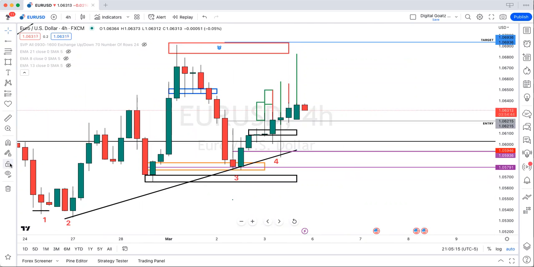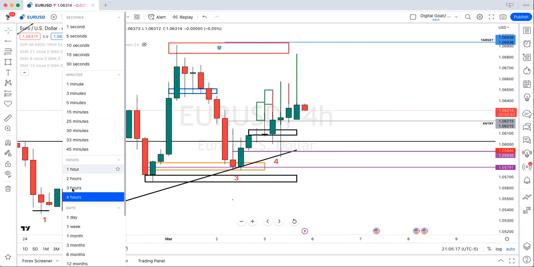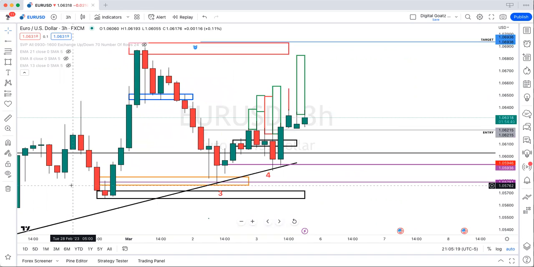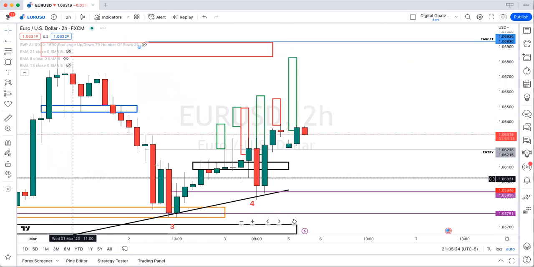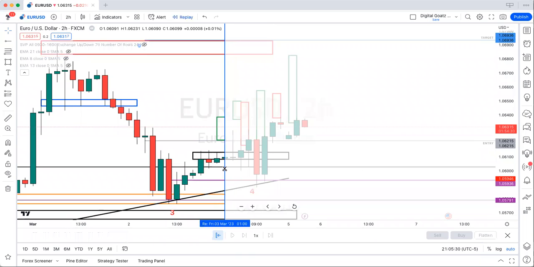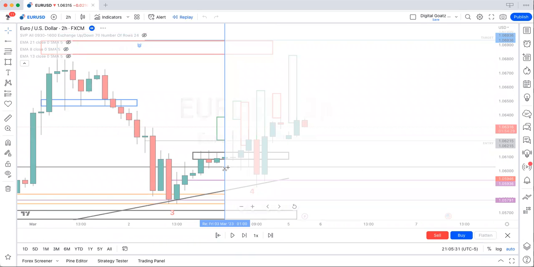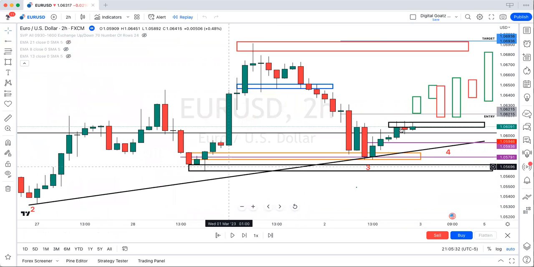trying to see what's the better time frame. I guess it doesn't matter. So remember, we were pretty much down here, right? We were down here for the market.